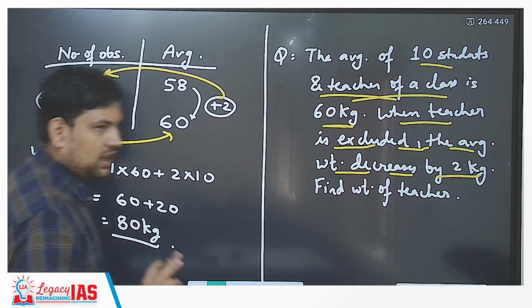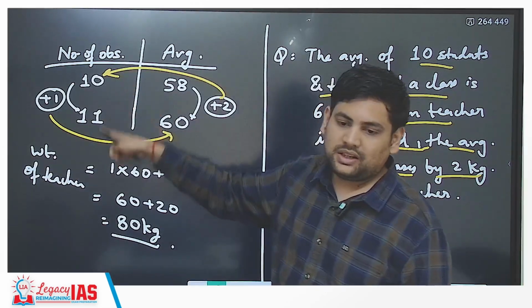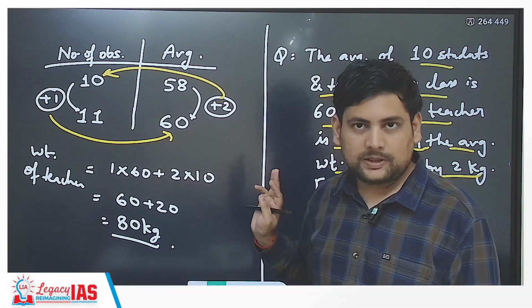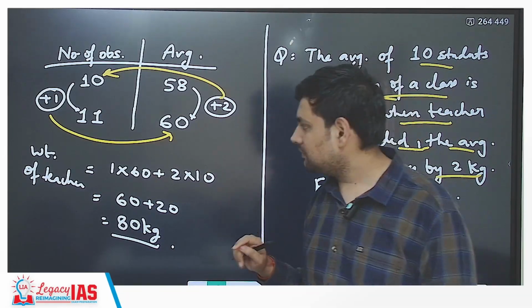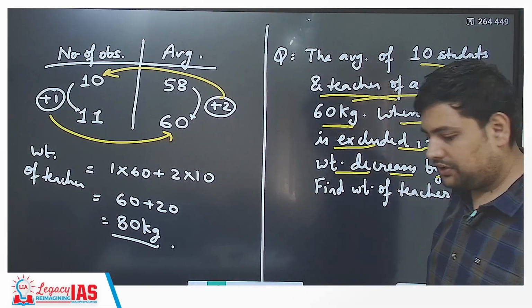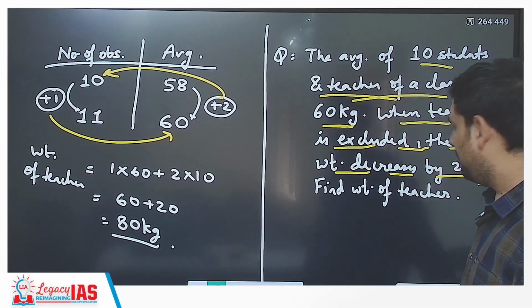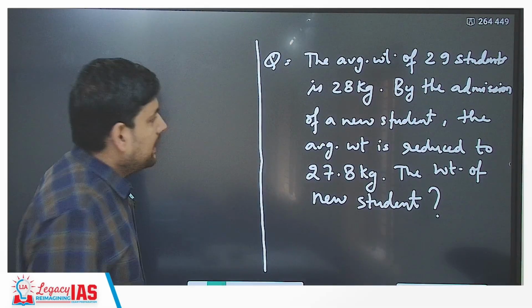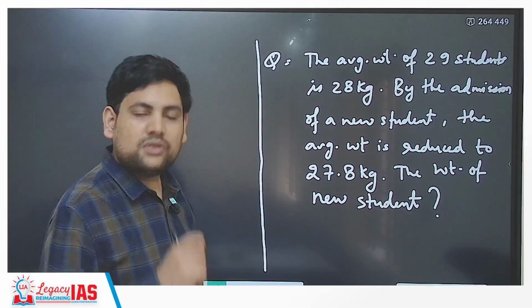Simple, understood? Always this should be in ascending order. And then you can follow the same process. Done? Okay, now let's do another question. Now see this. Here you will understand why I am telling you to write observations like this.